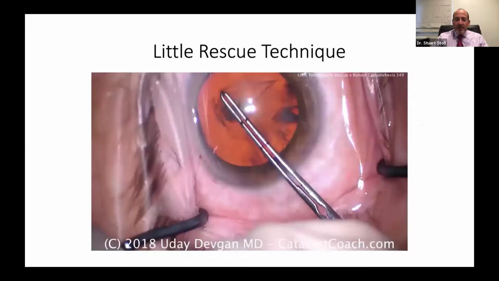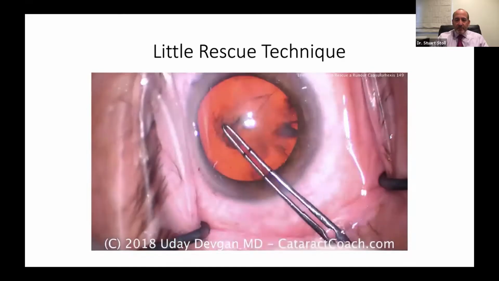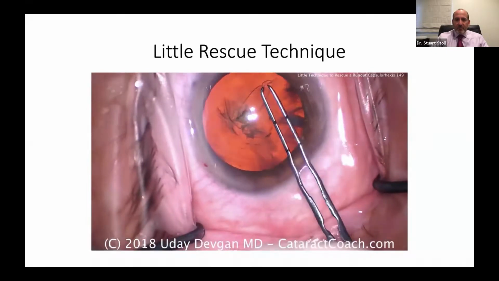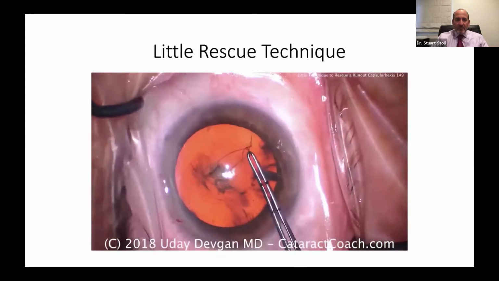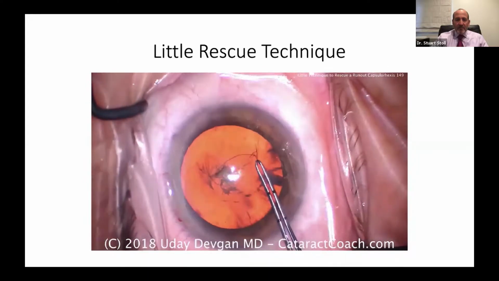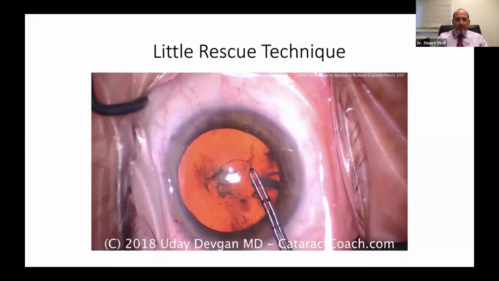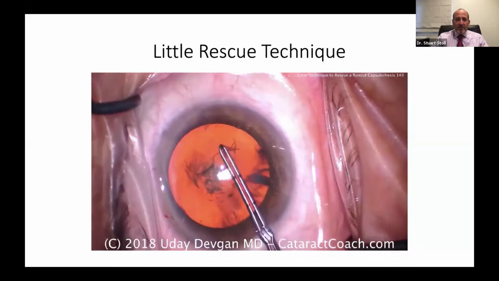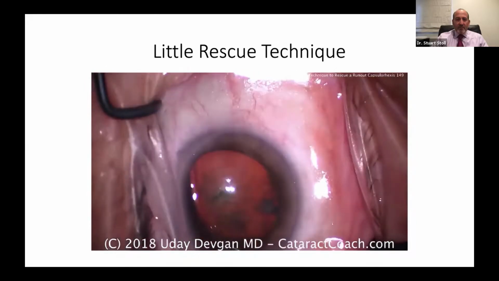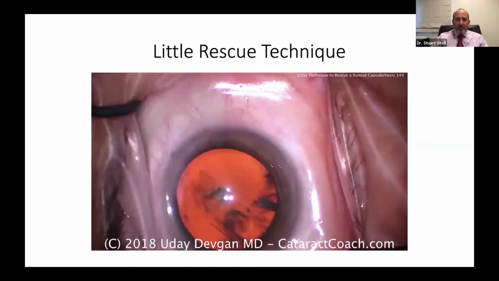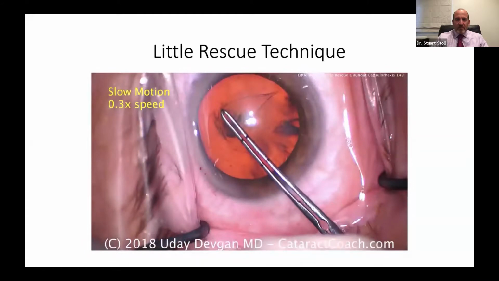So let's watch this here. This is cataractcoach.com. This is Dr. Uday Devgan, a fabulous teacher, and let's watch his video and explanation. Cataractcoach.com. Look at this rhexis. It's running out. We can grab it, pull back towards the forceps in this direction, and rescue it. And we can bring it back in and make the rhexis normal again. That's a neat technique. And thank you, Brian Little, the person who described this technique.